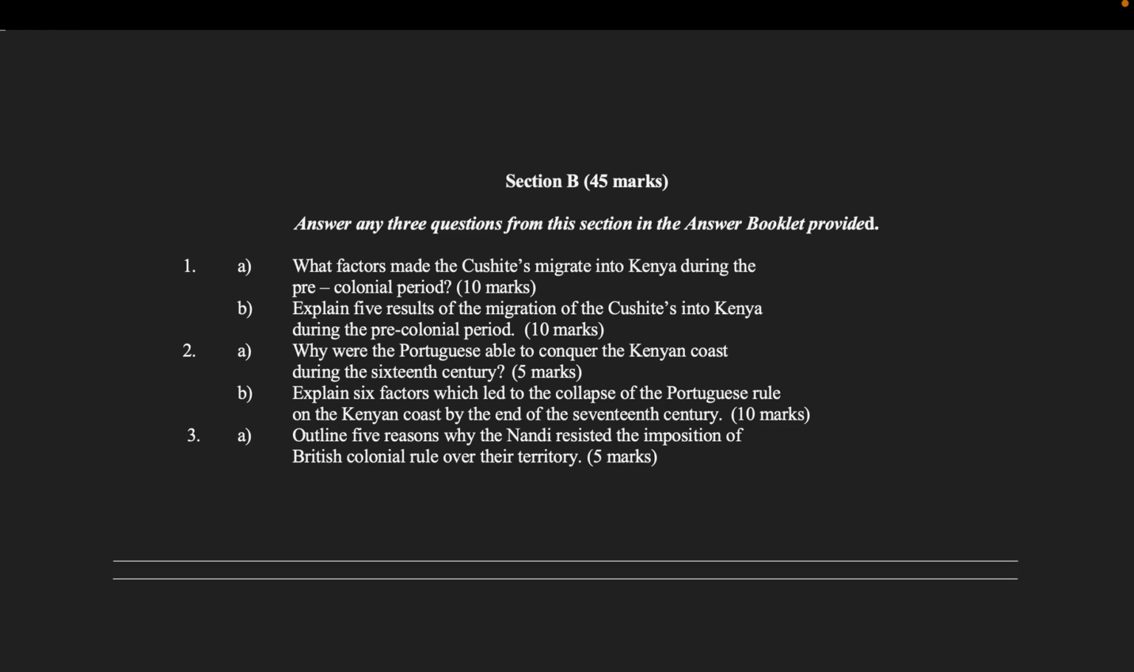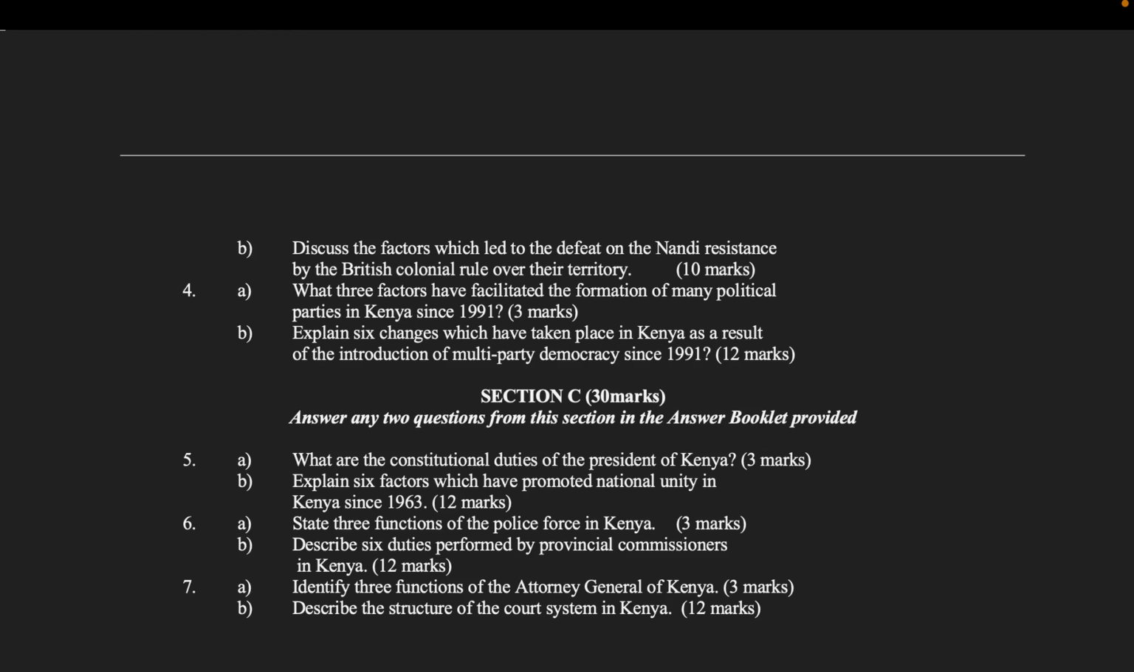5 marks. B. Explain 6 factors which led to the collapse of the Portuguese rule on the Kenyan coast by the end of the 17th century. 10 marks. 3. A. Outline 5 reasons why the Nandi resisted the imposition of British colonial rule over their territory. 5 marks. B. Discuss the factors which led to the defeat of the Nandi resistance by the British colonial rule over their territory. 10 marks.